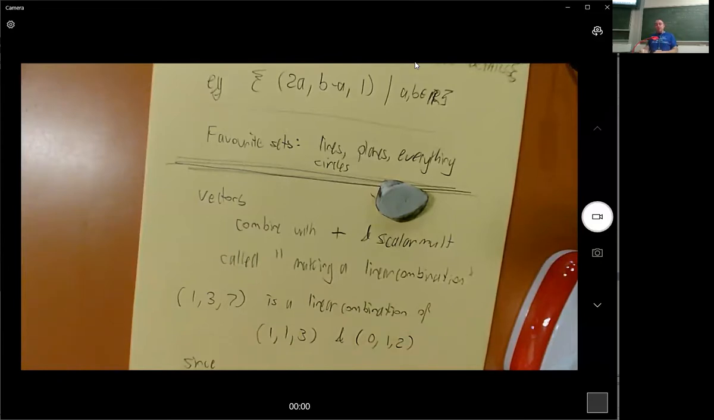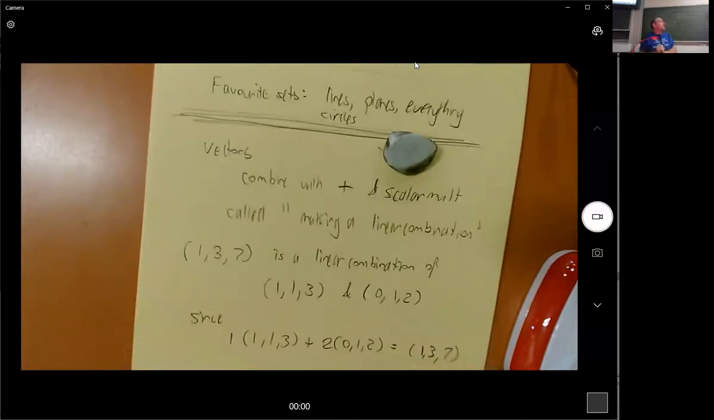So because this can be made from those two using addition and scalar multiplication, this is called a linear combination of those vectors. Right. Because this is made out of those two using addition and scalar multiplication, it's called a linear combination.